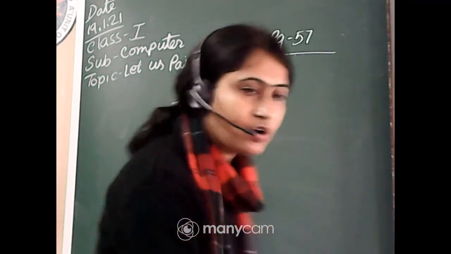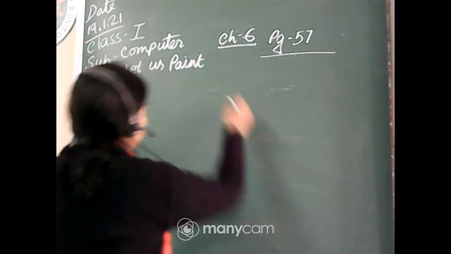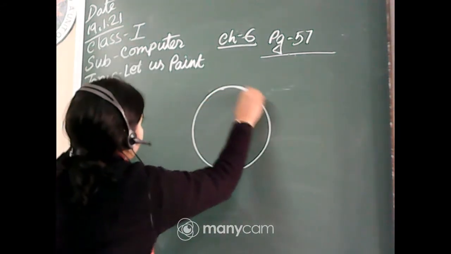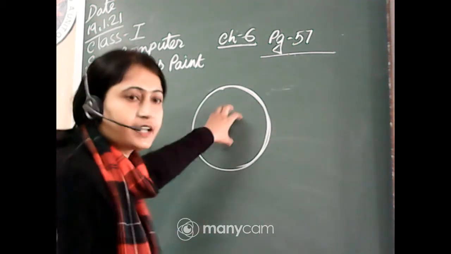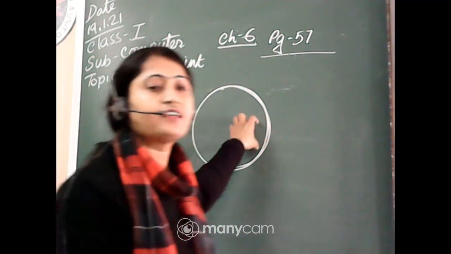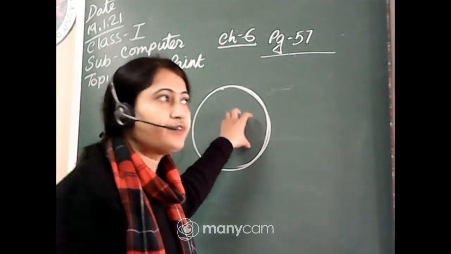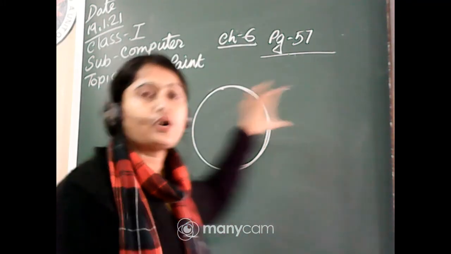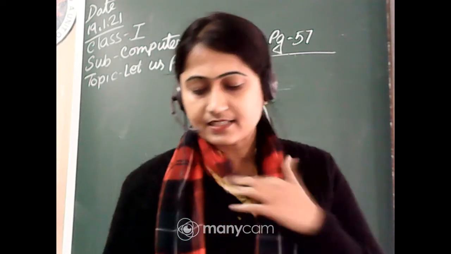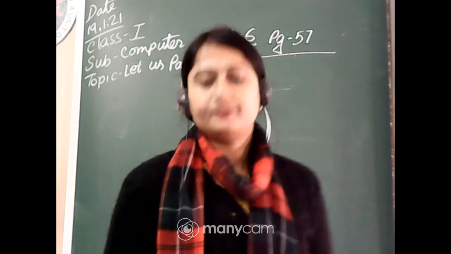Suppose you have drawn a circle using the oval tool, and you want to fill this circle with red color. So how do you fill it with color? Today I will discuss this: filling color in the picture.